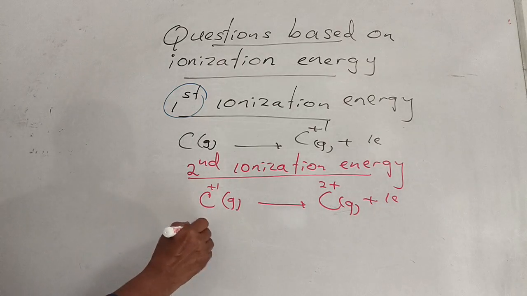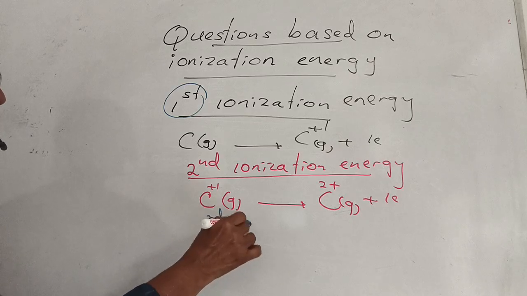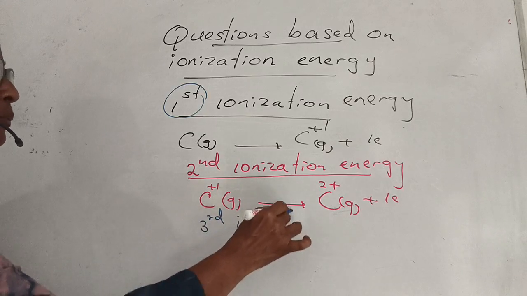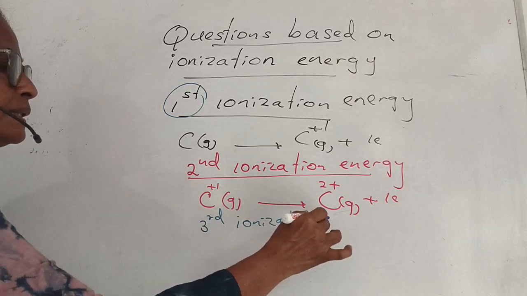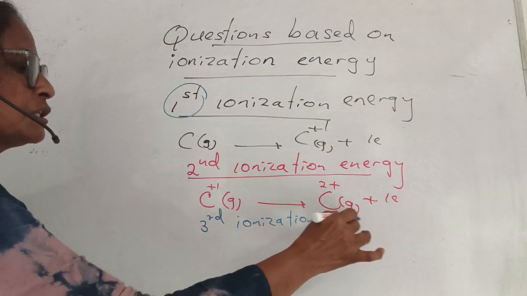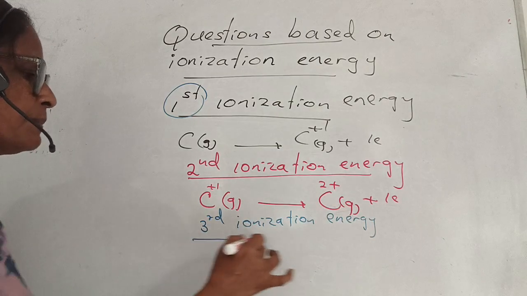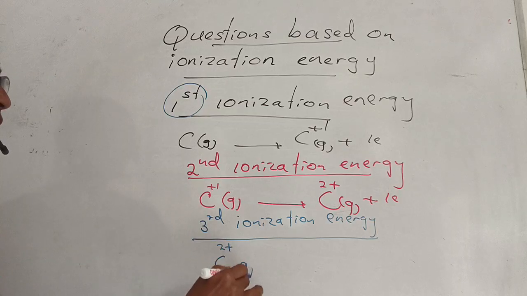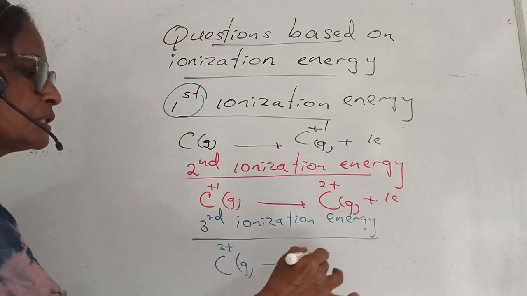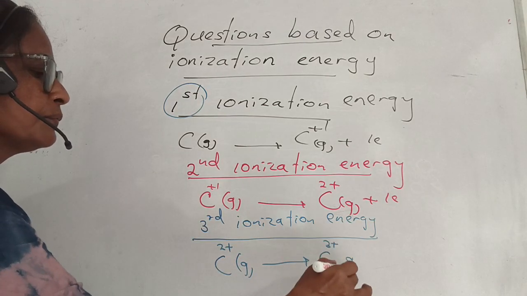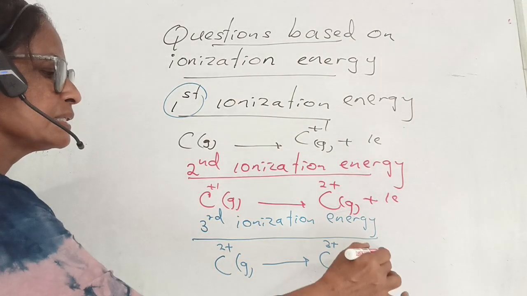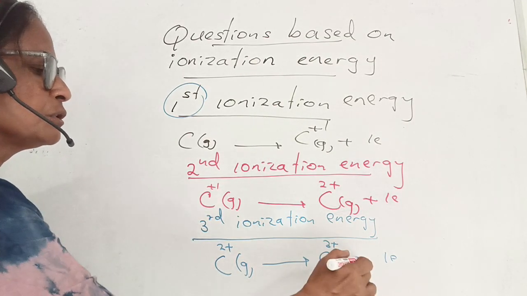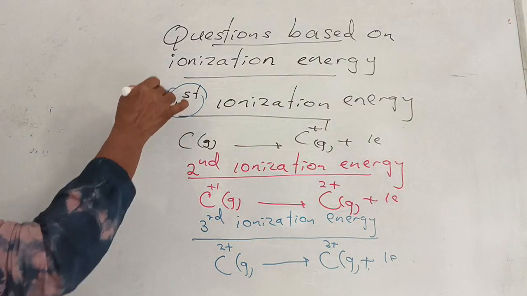Right after this would be the third ionization energy. It always follows the second ionization energy. If I take the same example, the already dipositive gaseous ion is now losing another 1 mole of electrons in the gaseous state in order to produce gaseous tripositive ions.